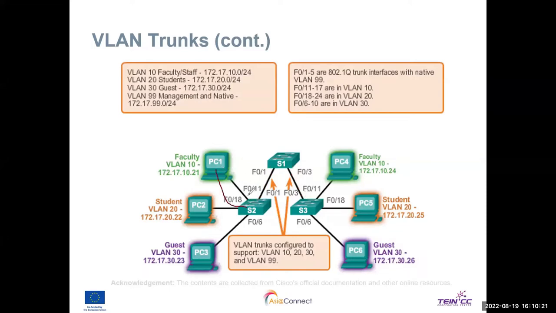What about this port? Is this a trunk port or an access port? This must be an access port, right? And it should be an access port assigned to VLAN 10. And this one should be VLAN 20. This one should be an access port for VLAN 30, right? I think you all understood.